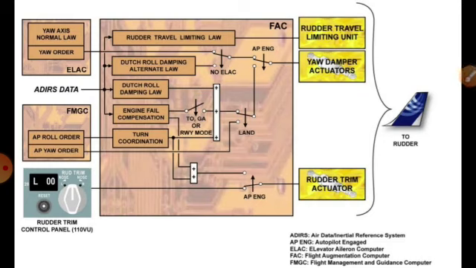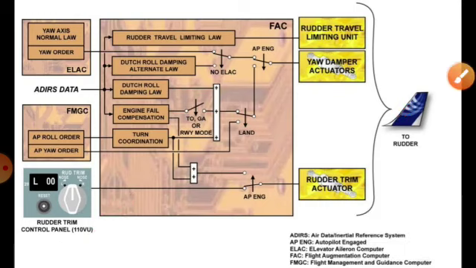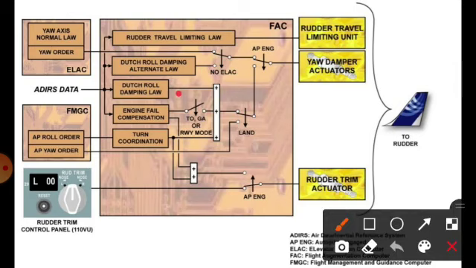Also you can use the manual control of trimming the rudder trim actuator. It's also installed somewhere here. So without autopilot, all the controls of Dutch roll damping, engine failure compensation, turn coordination, and rudder travel limiting are controlled with the ELAC.